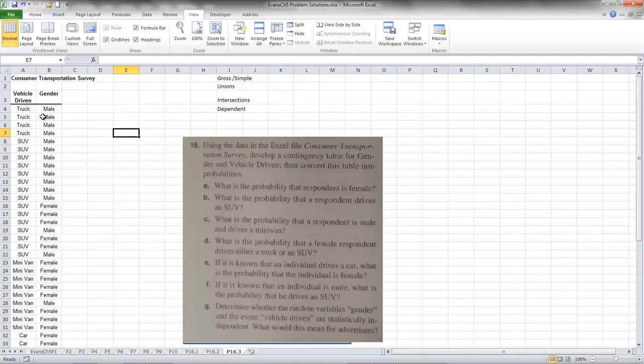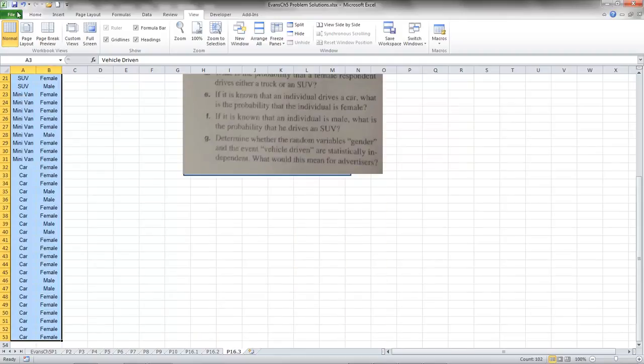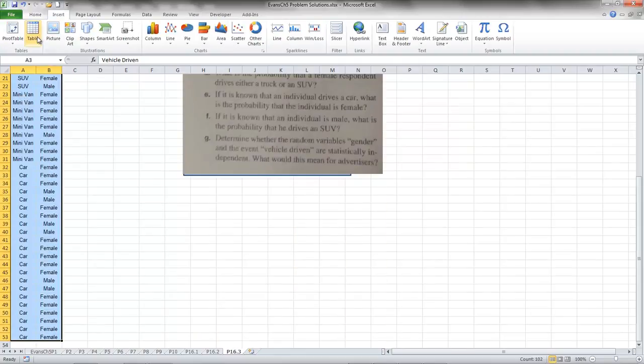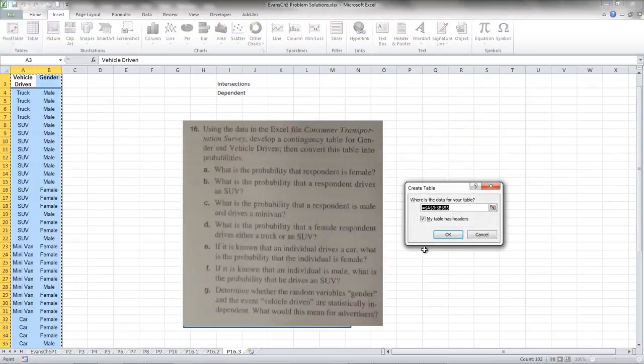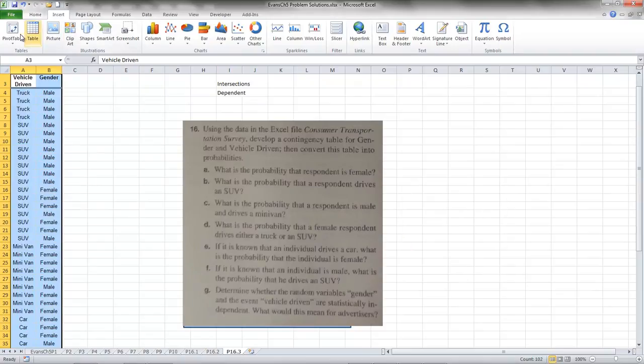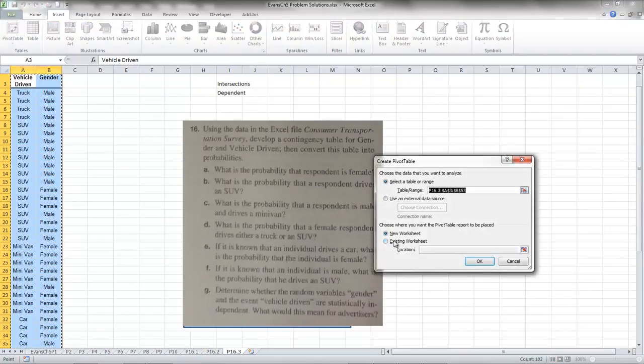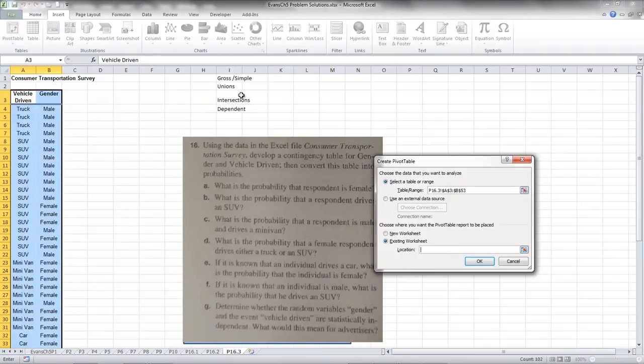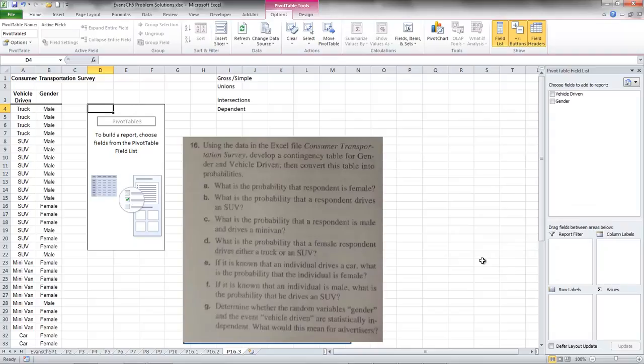Okay, so we want to grab our data, do a Control A here, and it should grab the data there, and we're going to insert a pivot table. Insert pivot table. And we're going to use our existing worksheet. It wants to know where we want to drop that, and I'm going to drop it right here. Okay, so we'll be able to drop that in there. Now we need to set it up.